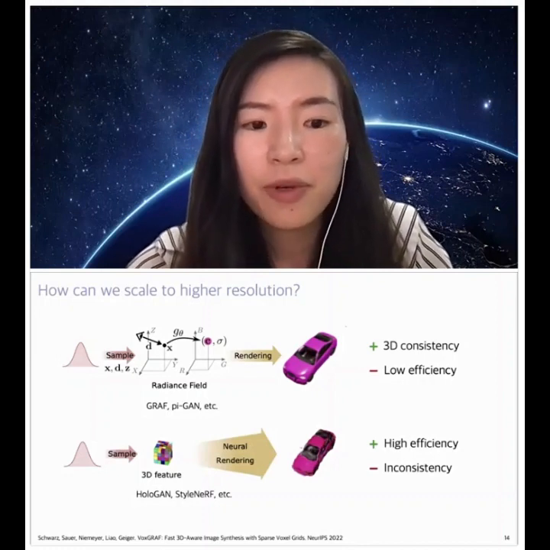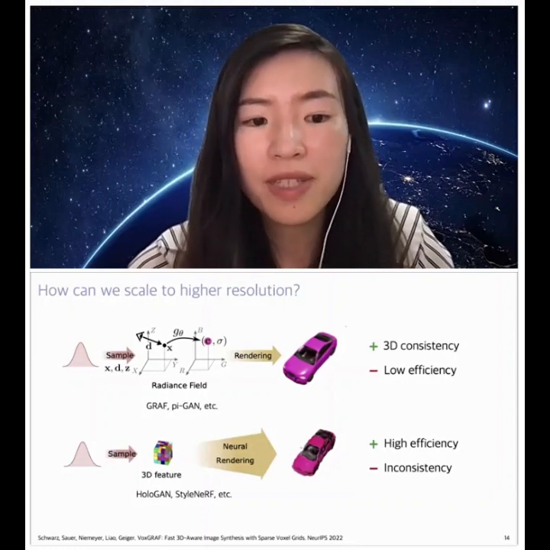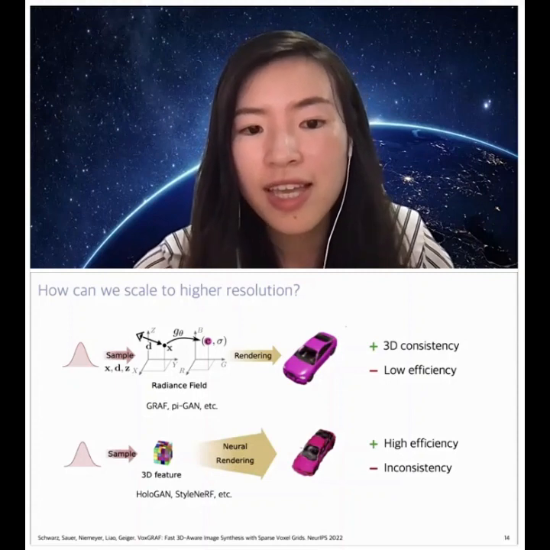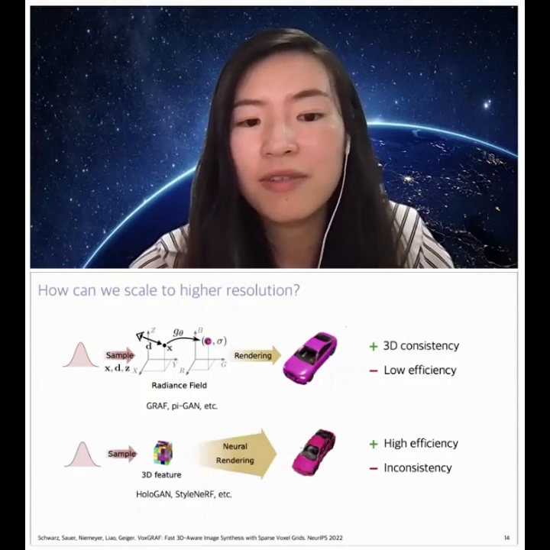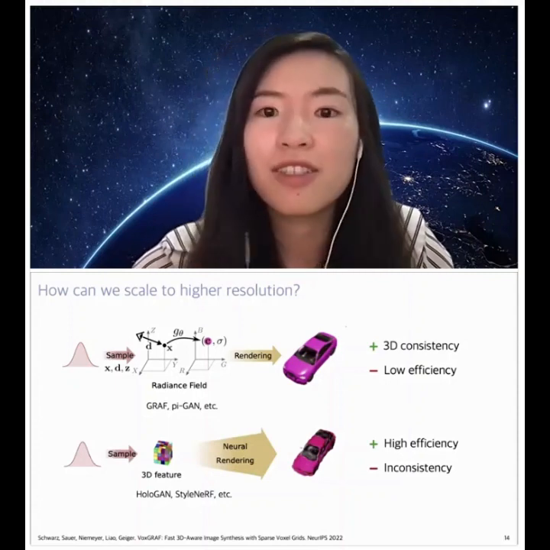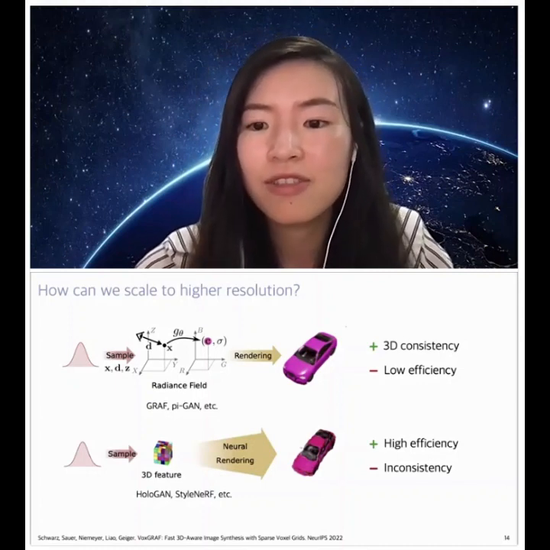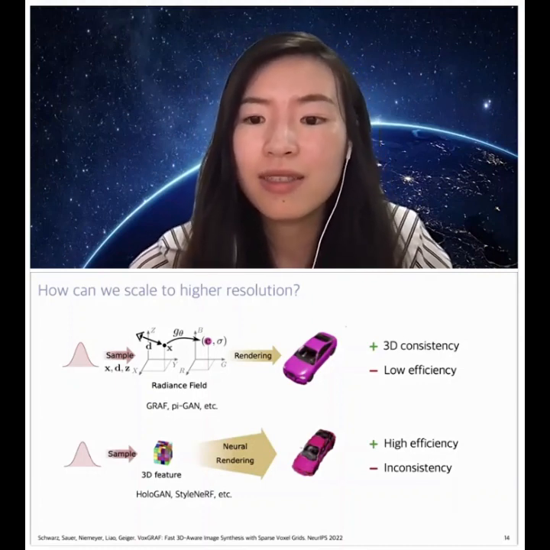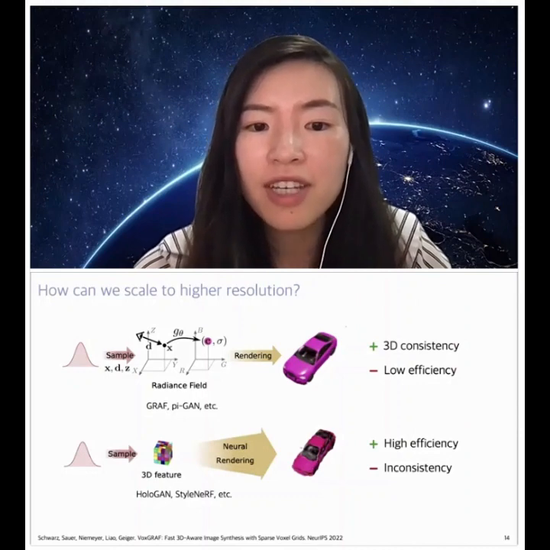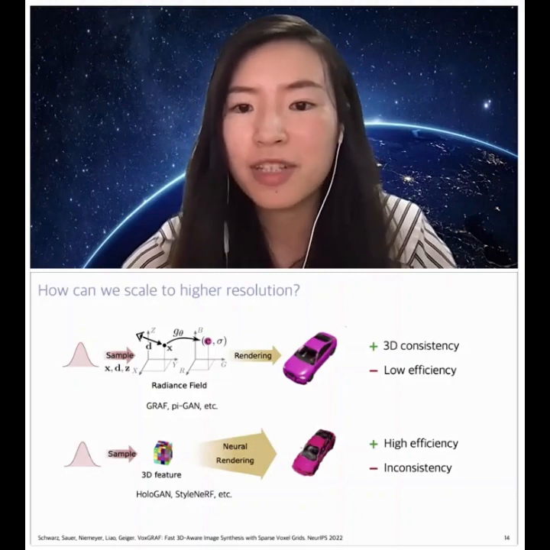So another line of works instead proposes to render the features at a low resolution and then use a strong neural renderer, which is parameterized as a 2D CNN, to upsample this to a high resolution. This improves the efficiency. However, this neural renderer does not guarantee multi-view consistency, as it's simply a 2D convolutional neural network for upsampling.